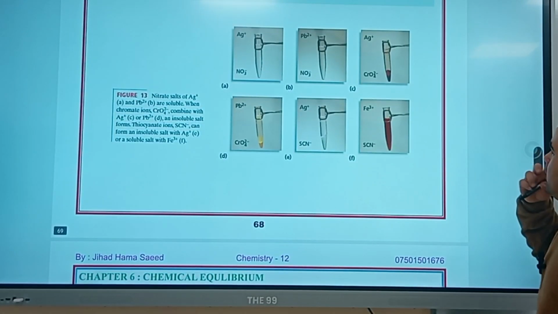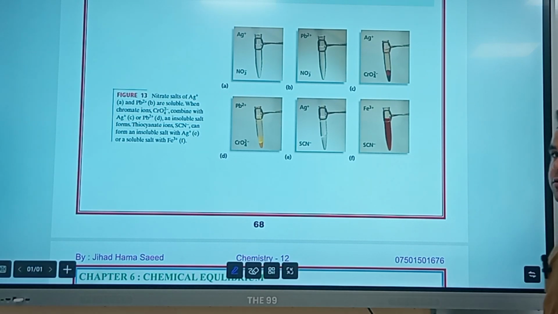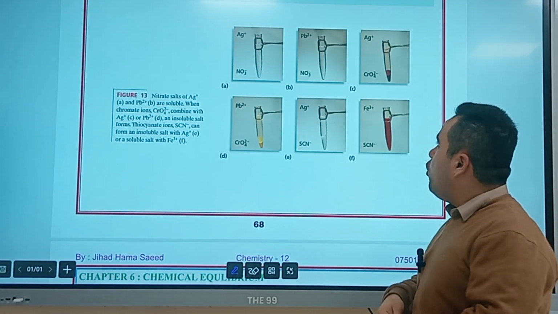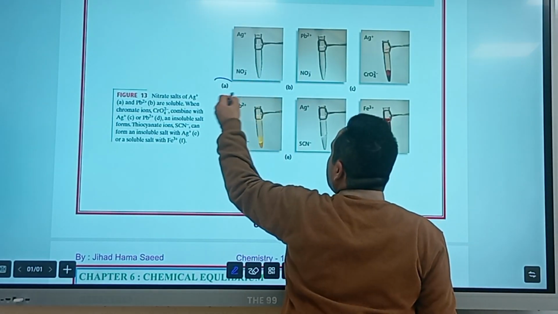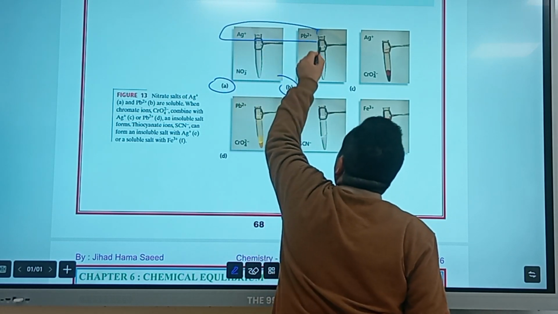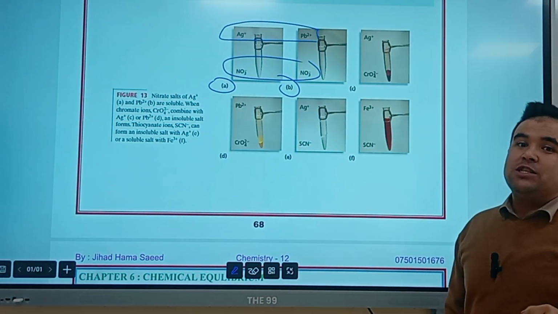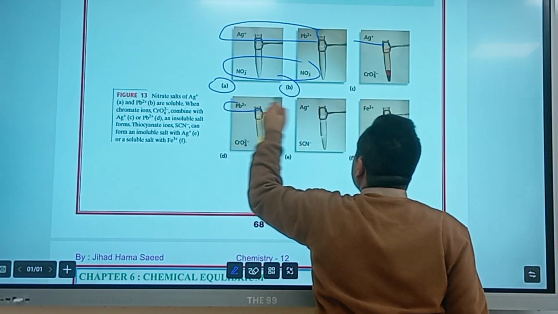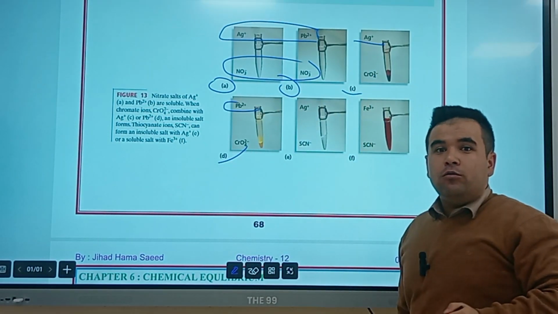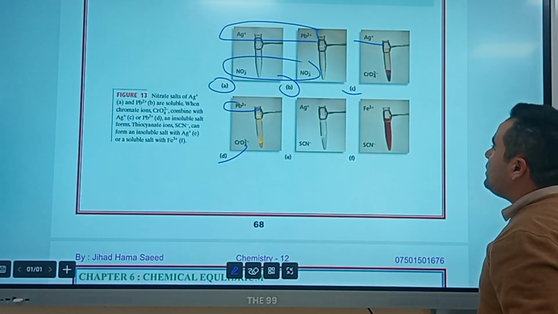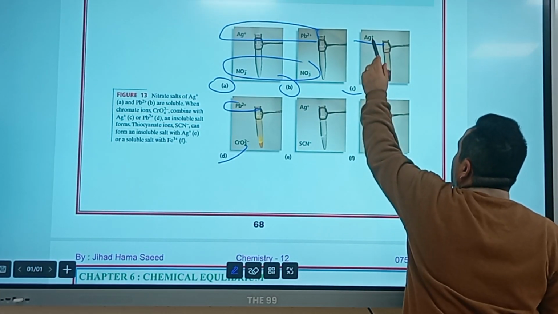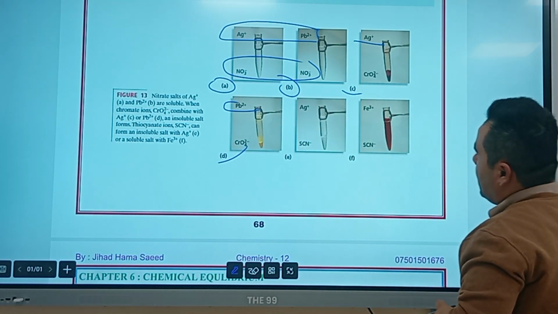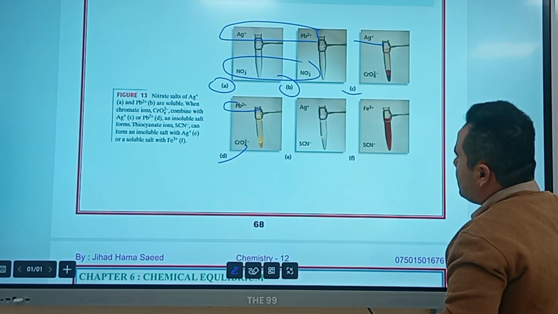This is the table, guys. The figure 13 represents the cases of combination of ions to form a soluble or insoluble salt. Guys, in A and B, Ag plus nitrate will form a soluble salt. This is the first case. Second, Ag and Pb in C and D, when they combine with chromate, they will form precipitates, silver chromate and lead chromate.